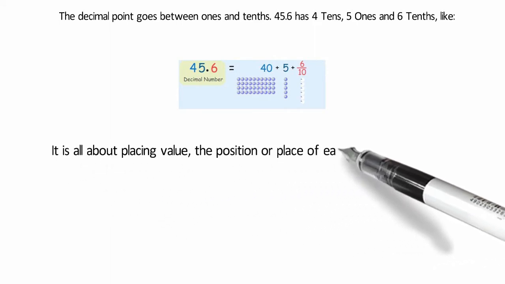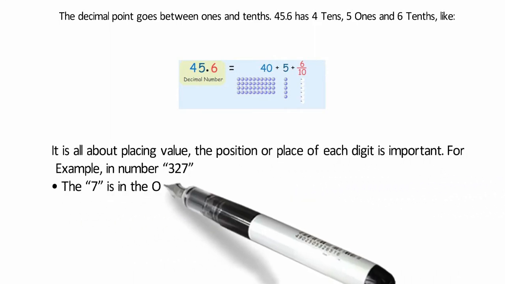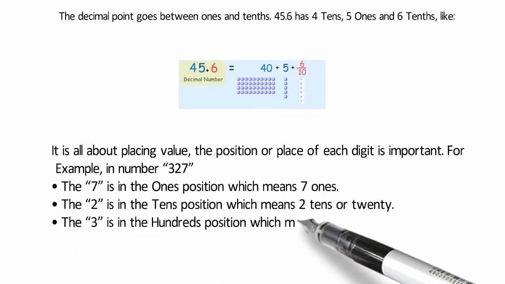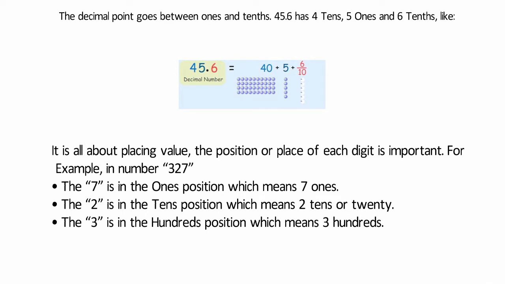It is all about place value. The position or place of each digit is important. For example, in the number 327, the 7 is in the ones position, which means 7 ones, the 2 is in the tens position, which means 2 tens or 20, and the 3 is in the hundreds position, which means 3 hundreds.